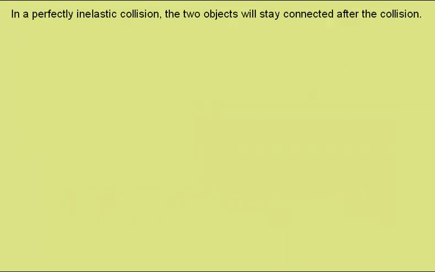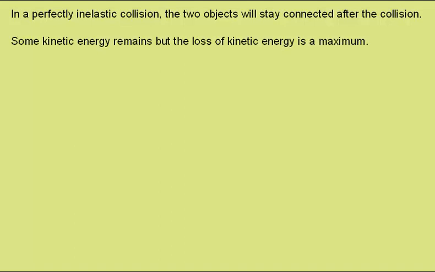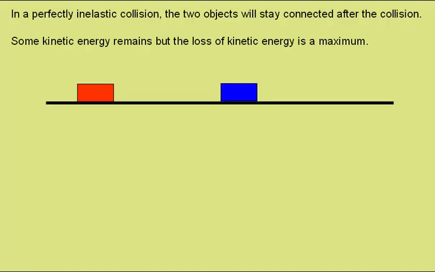In a perfectly inelastic collision, the two objects will stay connected after the collision. Some kinetic energy remains, but the loss of kinetic energy is a maximum. So here the red object approaches, collides and attaches to the blue object and they move off together. This is an example of a perfectly inelastic collision.